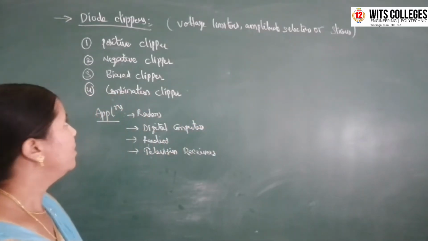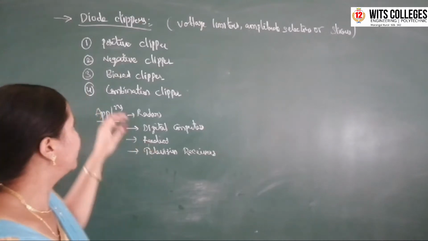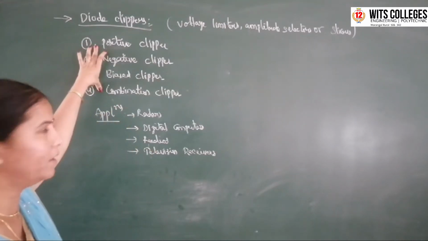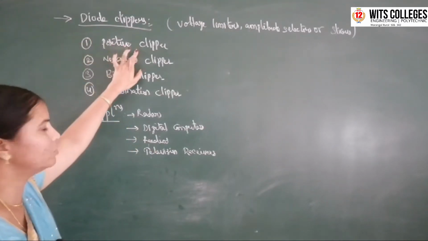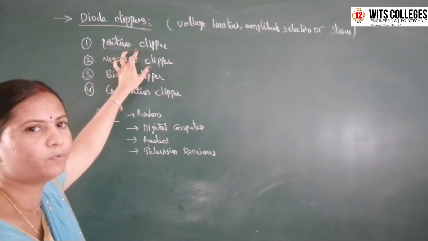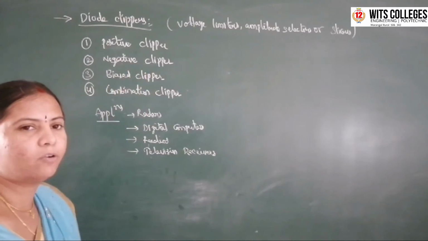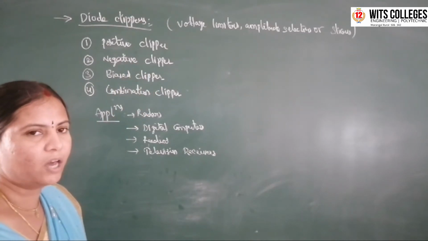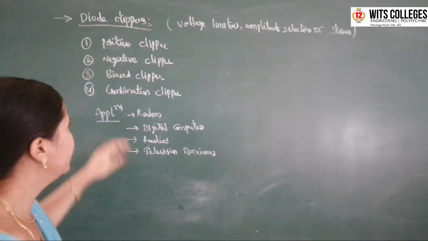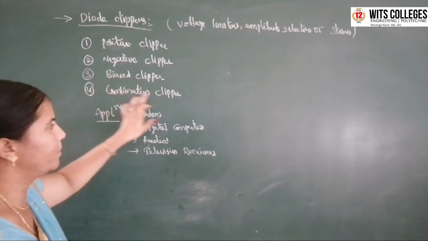So generally we can categorize 4 types of diode clippers. Positive clipper, so that means the positive half cycle of the input signal is going to be removed. Negative clipper, that means the negative half cycle of the input AC waveform is going to be removed. Biased clipper and combinational clipper.